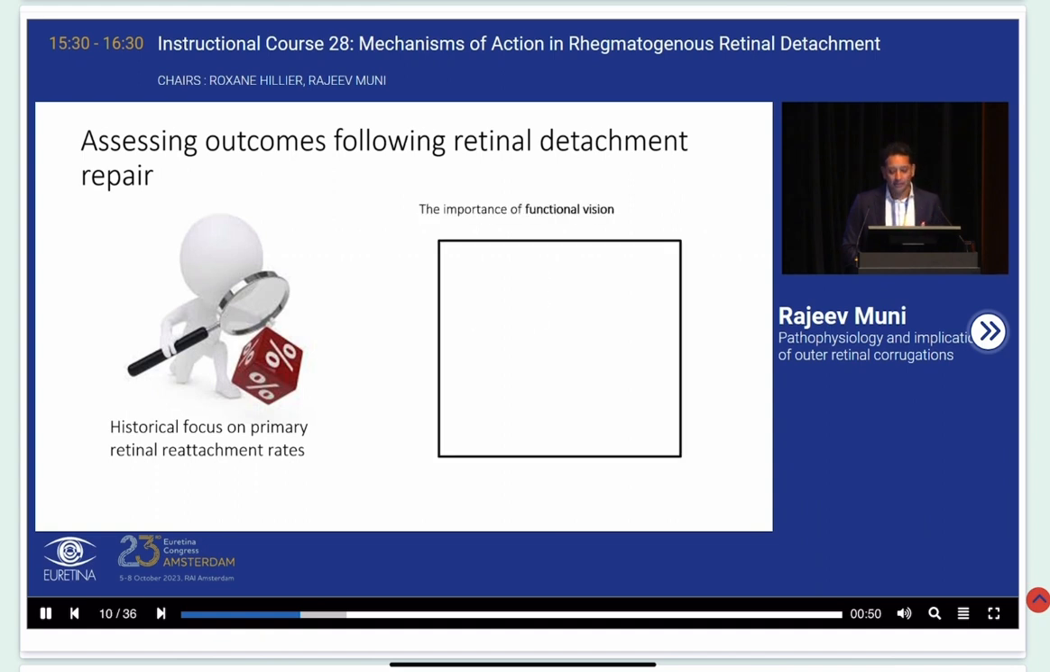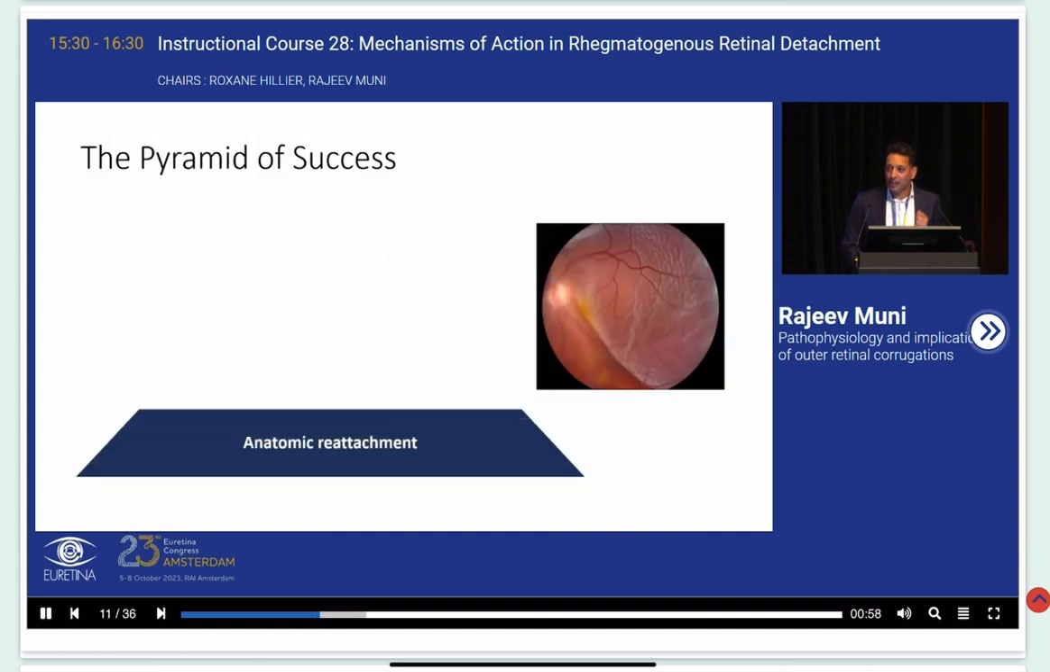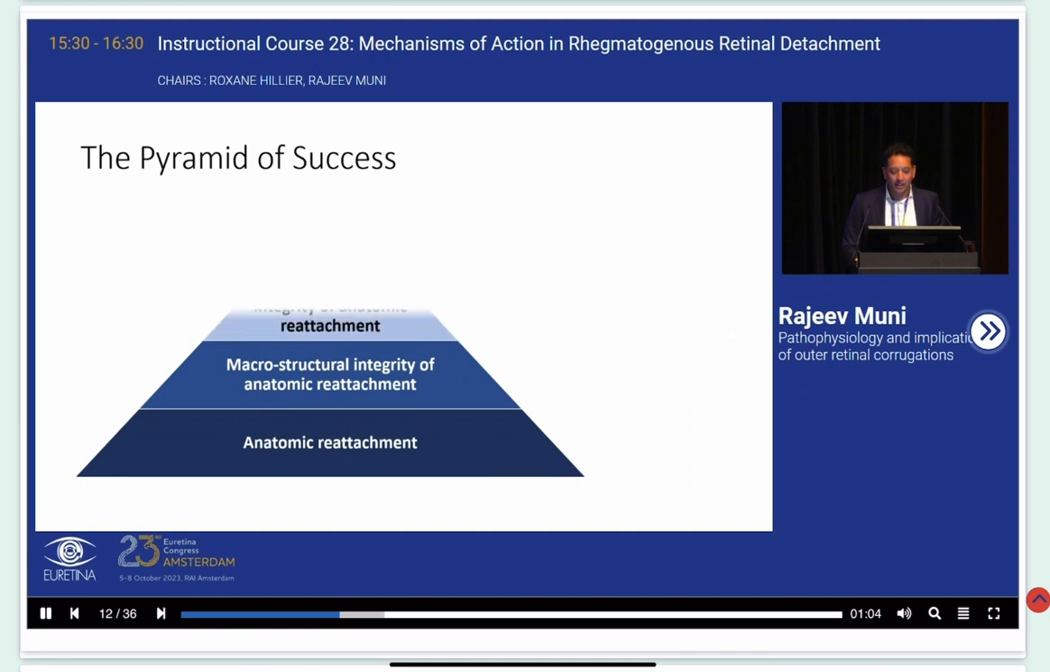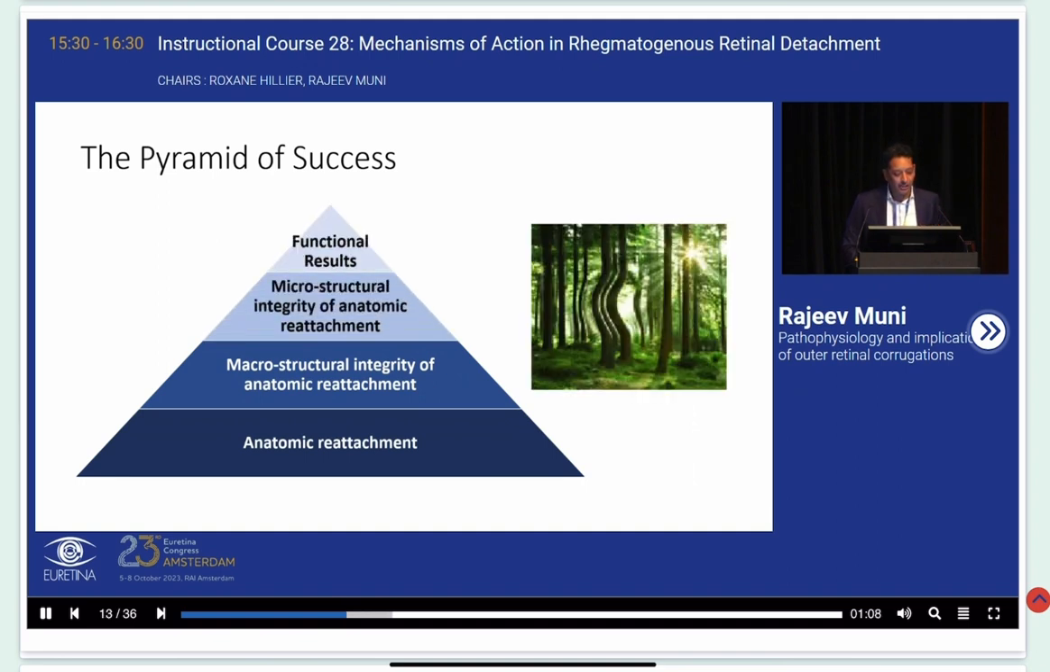And we've had this historical focus on single operation reattachment. This is our only main goal. But we have to now start thinking about functional outcomes because that's what's most important for our patients and for us. So reattachment is really the basic requirement. Putting the paint on the wall or the wallpaper on the wall, that's the basic requirement.